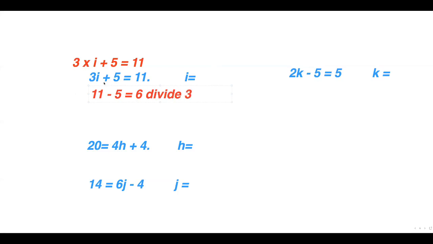Why? Because we know that what we have done here, we've done the opposite. So we've done 11 minus 5, which gave us 6. So now we know 6 divided by 3 will give us 2. So I equals 2. Now if I check that, 3 times 2 is 6, and 6 plus 5 equals 11.